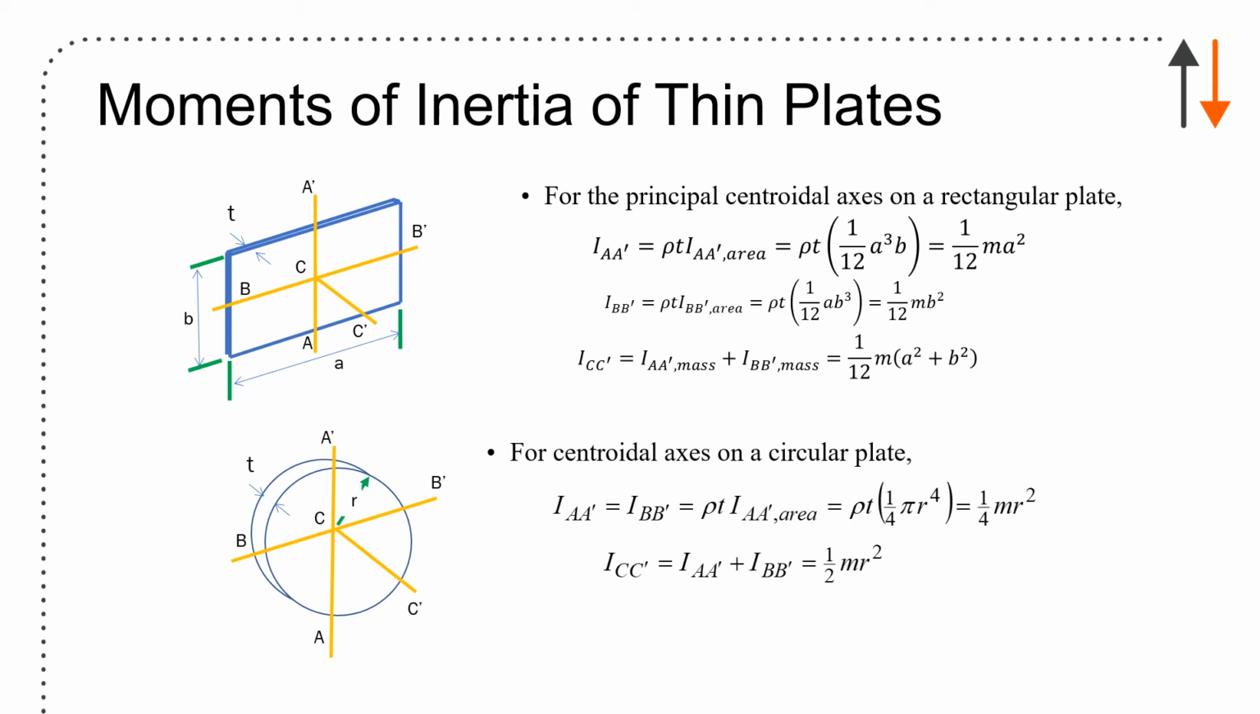Same thing with the centroidal axes, but here, because it's symmetric, and that's not because of my drawing, this r is r all the way through, and C is at the center. I AA prime equals I BB prime, which is 1/4 m r squared, and I CC prime is equal to 1/2 m r squared, which is one of those things that you really should memorize, or have on your crib sheet. And if for some reason the exams are open book, you still should have a crib sheet that you create for this course.